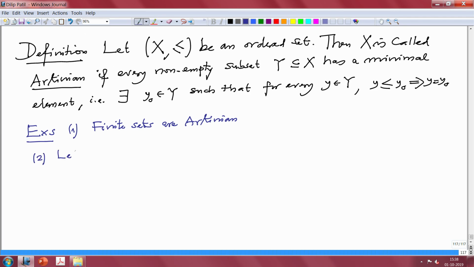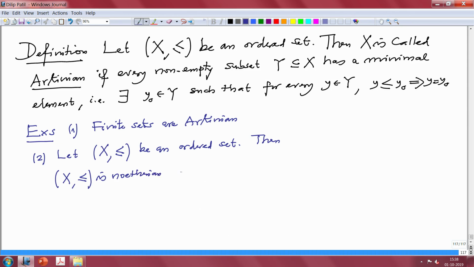So, let X be an ordered set. Then X, less equal, is Noetherian if and only if X with the opposite order is Artinian. This is called the opposite ordered set.